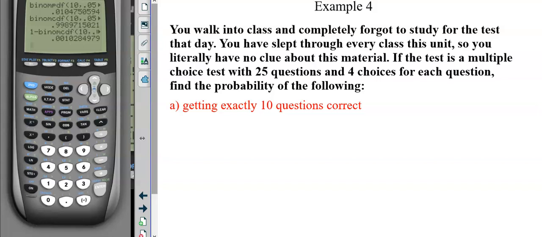All right, so example 3. Let me clear all this out. We don't need to see that. All right, example 4. Ooh, not example 3. All right, so let's just talk about this.